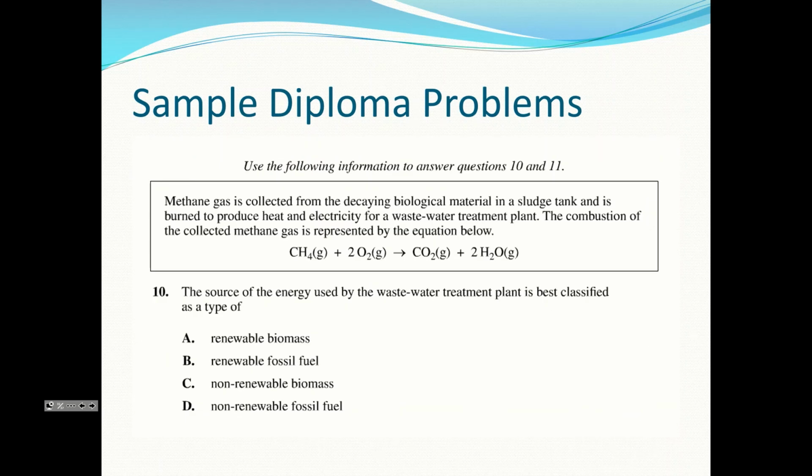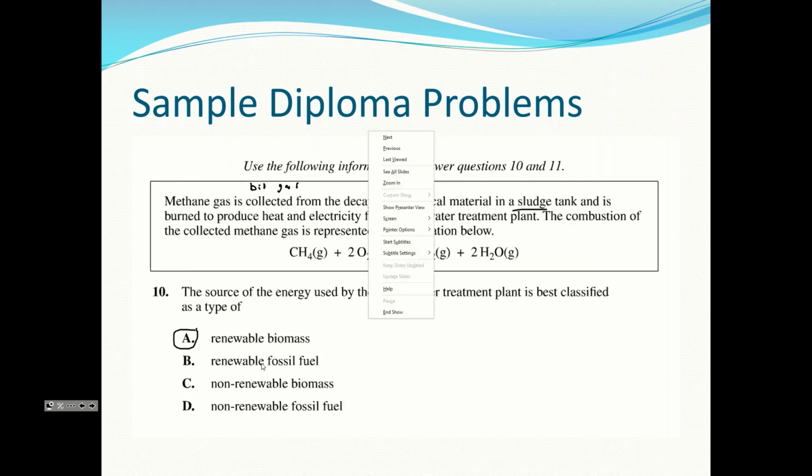Methane gas is collected from decaying biological matter in a sludge tank, so it looks like it's talking about biogas. They combust methane. So what we're talking about here is renewable biomass. It's talking about sludge, like poop and stuff. We can produce more poop in a human lifetime, even in a human day. So it's renewable and it's biomass because we're always going to make more poop.